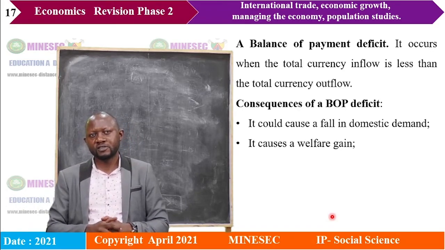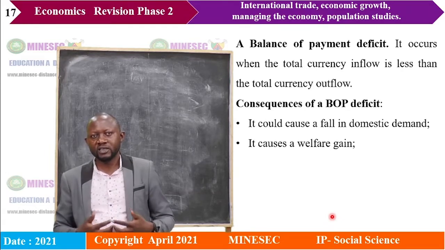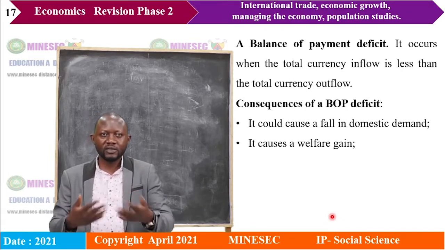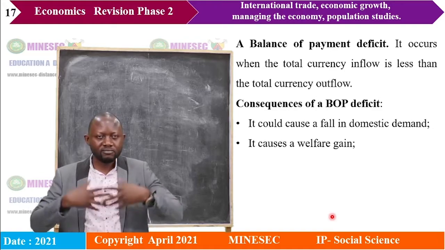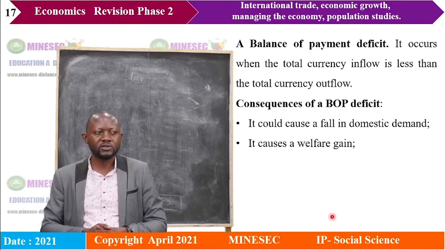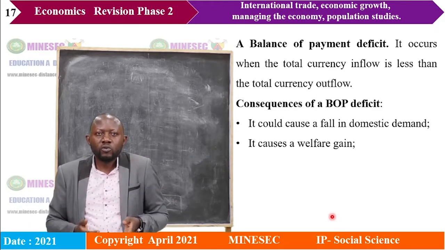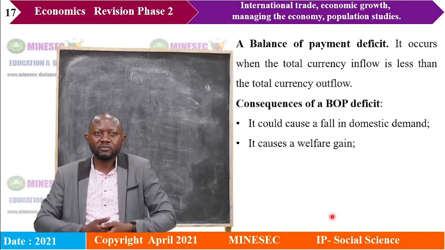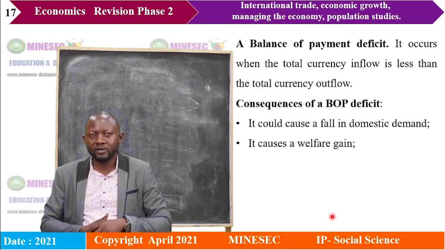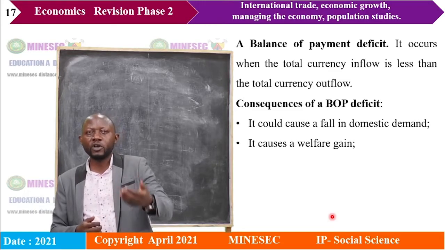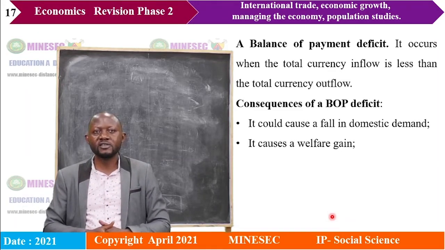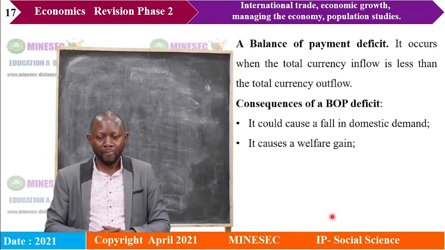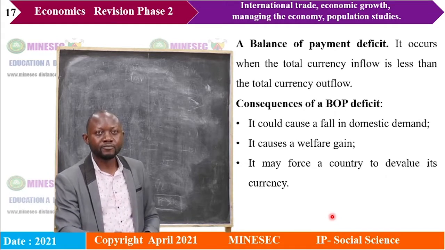It causes a welfare gain. When it's a deficit, it implies we are getting in more imports and selling out less exports. Living standards have to do with the quantity and quality of consumer goods available. If we're able to import more, then it increases welfare at home. That's what we say, it causes a welfare gain. It leads to an increase in living standards.